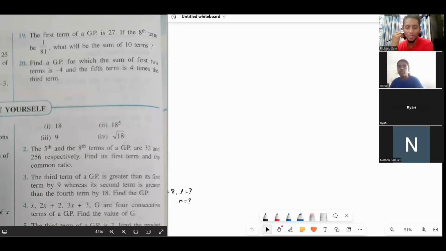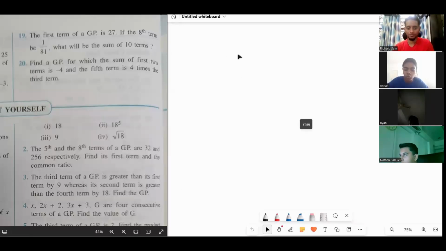Okay, listen here. 20th question, everyone. Find a GP for which the sum of the first two terms is -4 and the fifth term is 4 times the third term. Anyone tried this out? Ryan and Nathan, put your cameras on. The sum of the first two terms is -4. Tell me what's the equation?